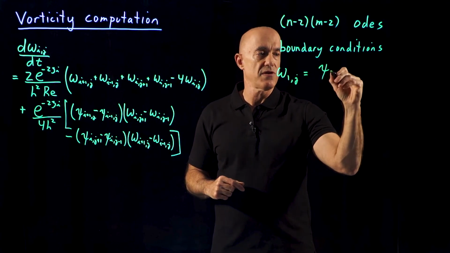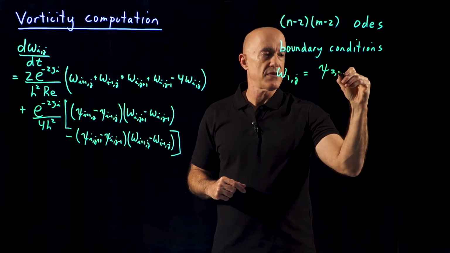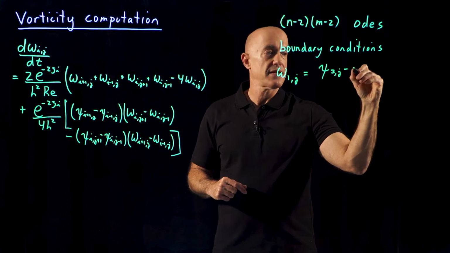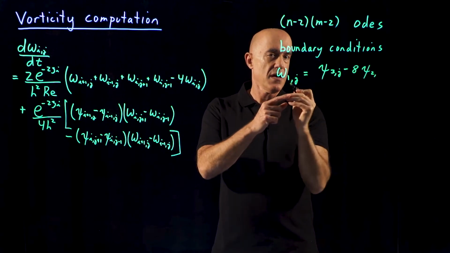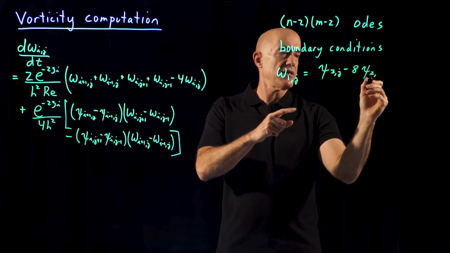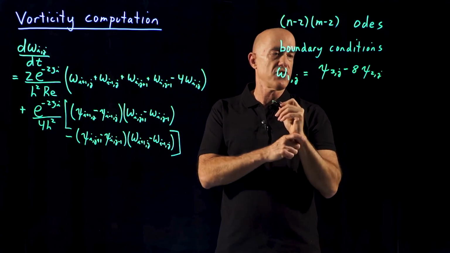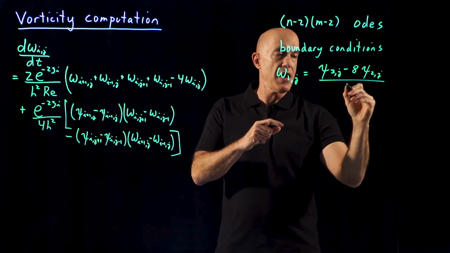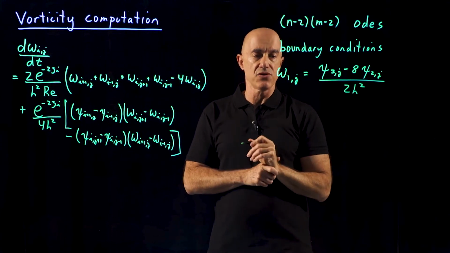This is given in terms of the stream function, psi at the third point away from the cylinder, minus 8 times psi at the second point. This is 2 points away from the cylinder, but it's the third grid point. And psi at 1 point away from the cylinder, but it's the second grid point, divided by 2h squared. So that's the cylinder boundary condition.